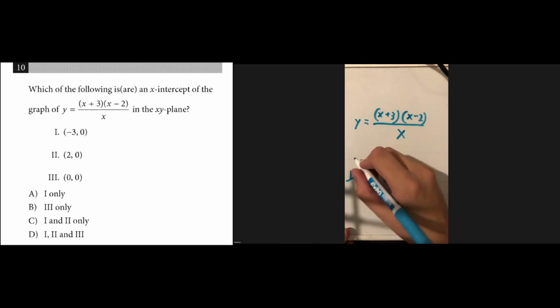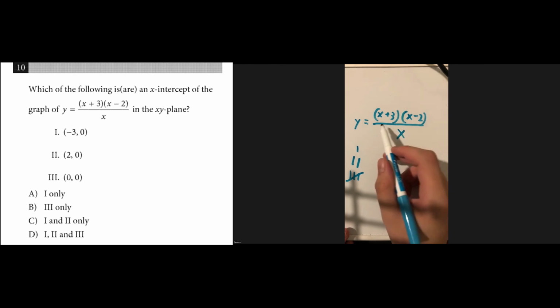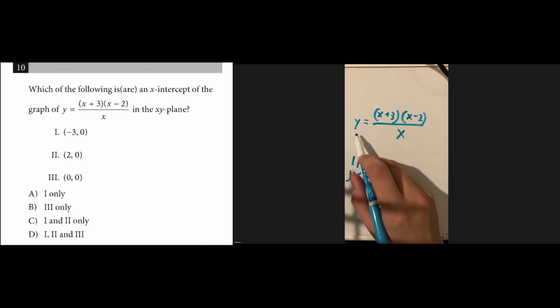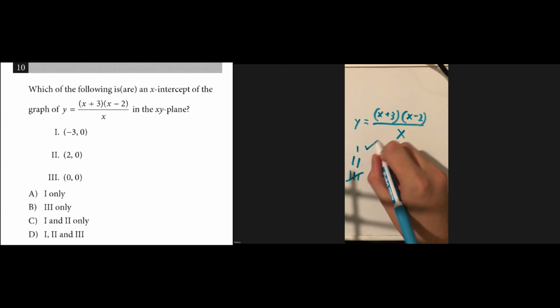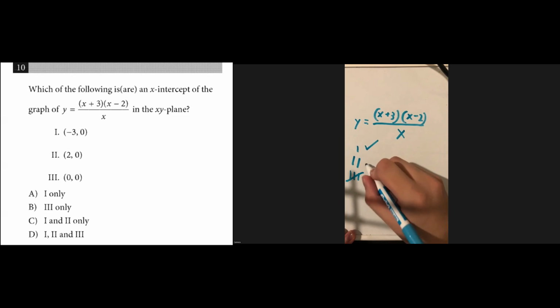And then for 1 and 2, when x is equal to -3, well, -3 plus 3 is equal to 0. 0 times anything is equal to 0, so y is equal to 0, so that is true. And then for 2, 2 minus 2 is equal to 0. 0 times everything is still 0, so 2 will also work. So the correct answer is 1 and 2, which is answer choice C.